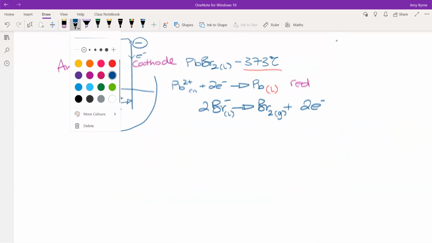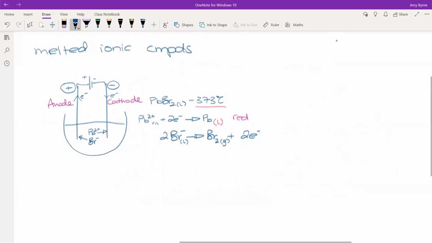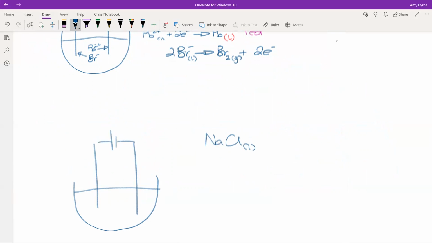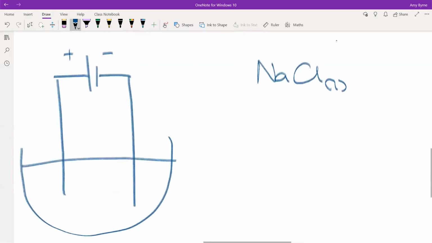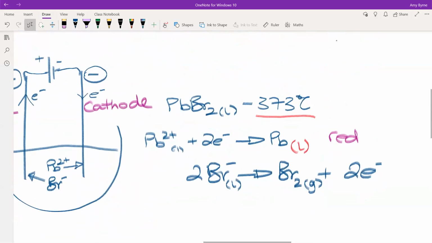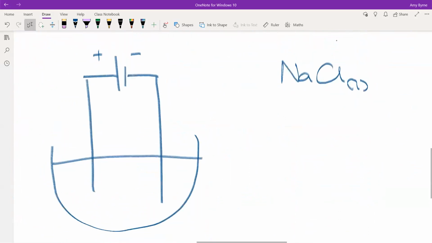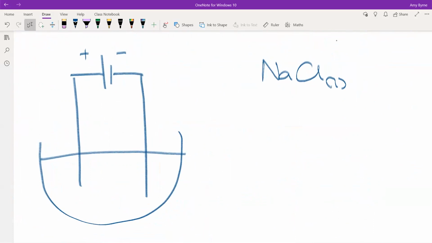So the reason I'm drawing a crucible is one of the easiest ways to do this in a lab is to actually have a crucible of your stuff. So let's go with sodium chloride liquid. Let's set up exactly the same way as we did before with our positive and negative. What I'd like you to do, pause here and go through that process of labeling just like we did this guy here. Okay, I'm going to hope that you've done that.